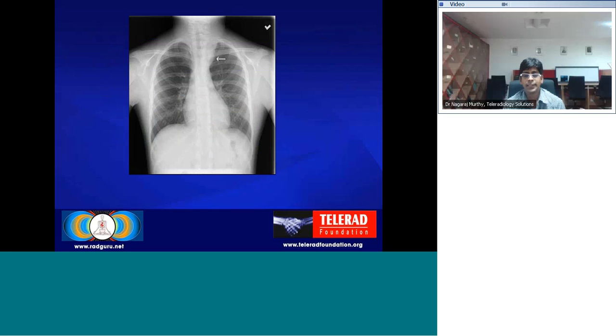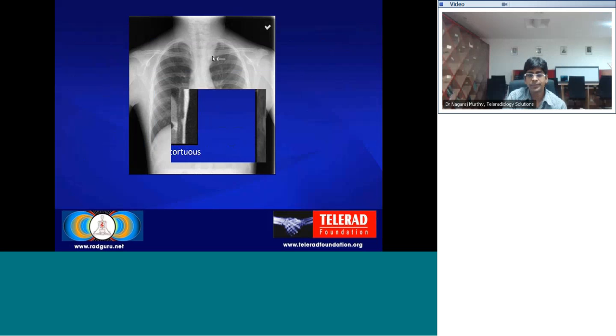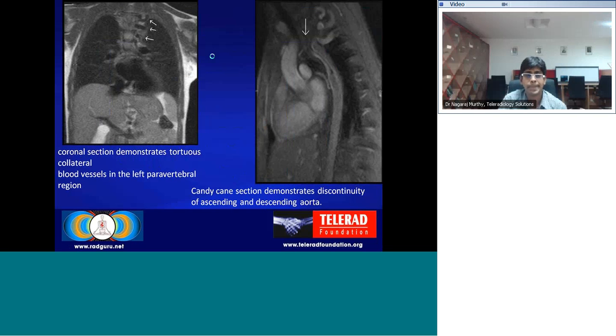This is the chest radiograph of a child showing prominent soft tissue density in the left paratracheal region. And this is the coronal MR image showing multiple collaterals in the paravertebral region. And this is the candy cane section showing disruption of the aortic arch between the ascending aorta and descending thoracic aorta.